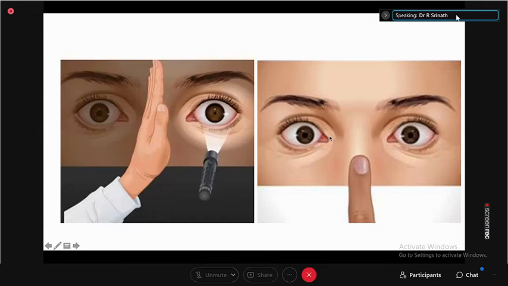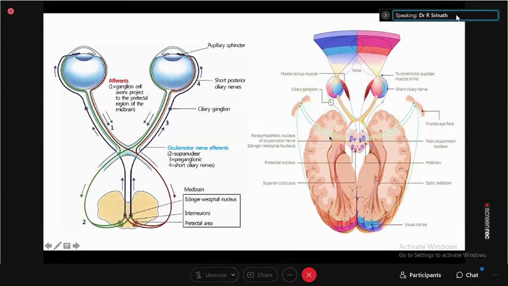Well, we're coming to the pathway now. So the pupillary reaction, the light reflex: the afferent is through the optic nerve, then optic chiasma, and from the optic tract, it goes to both the Edinger-Westphal nuclei. This is very important. This is the reason why there is a consensual light reflex.